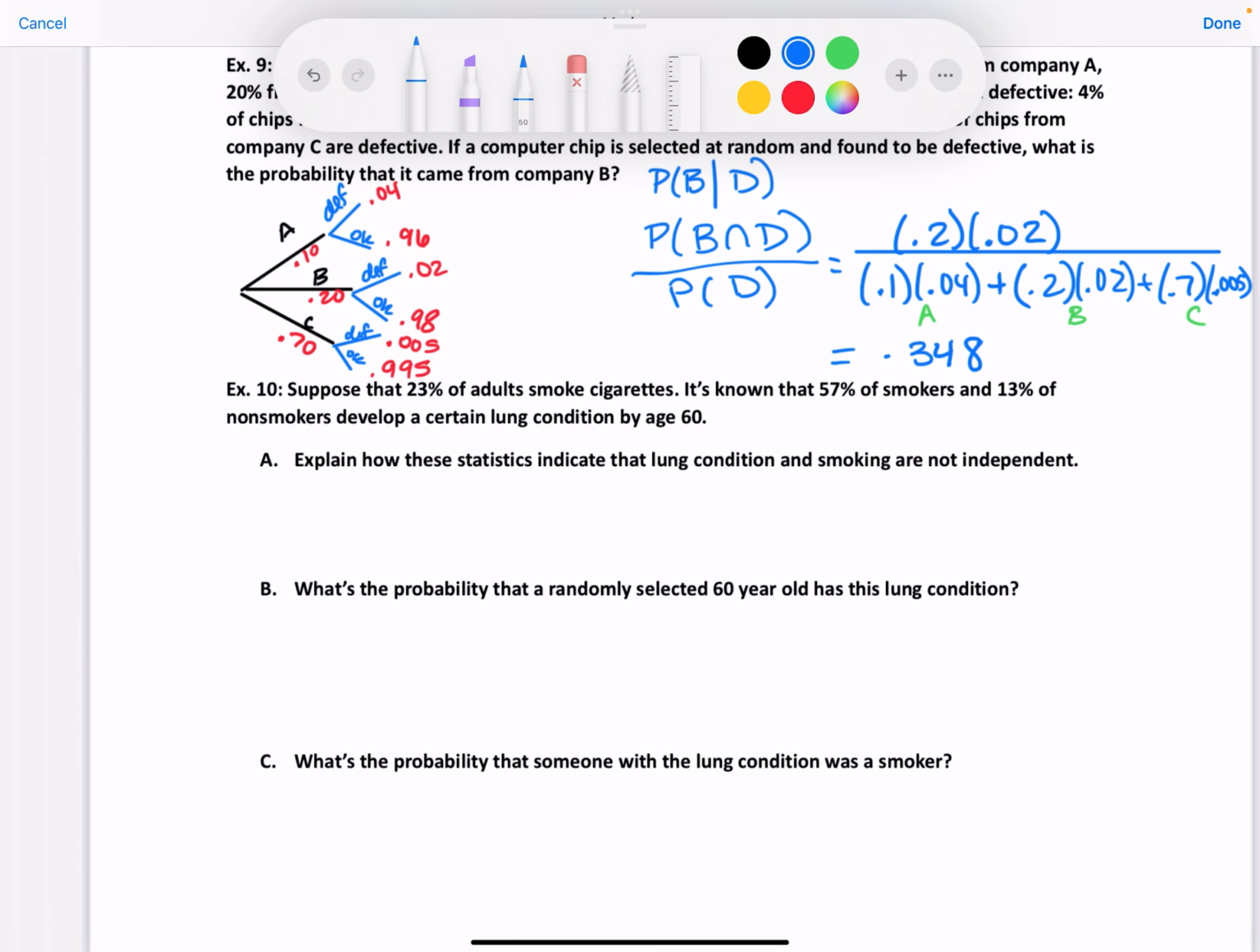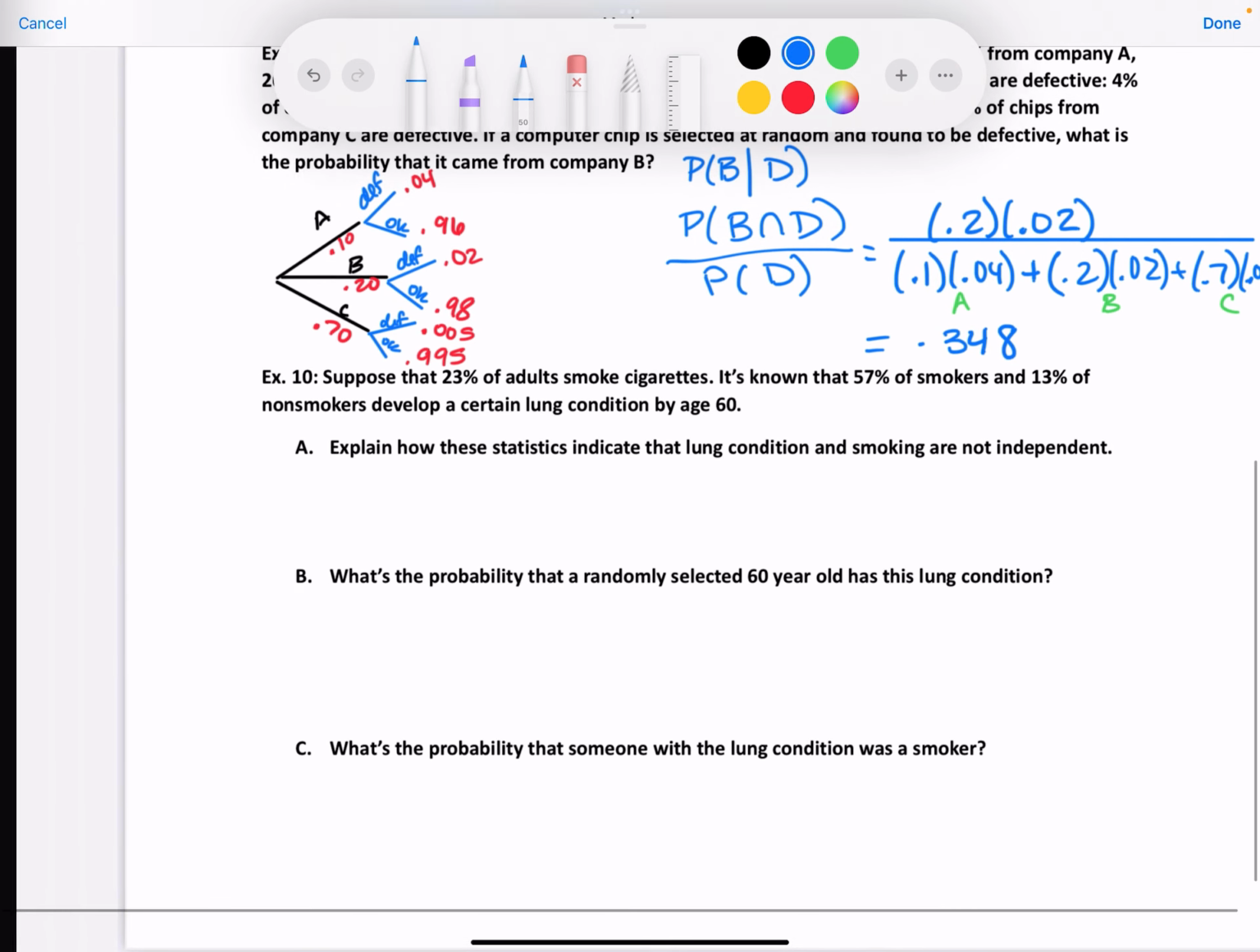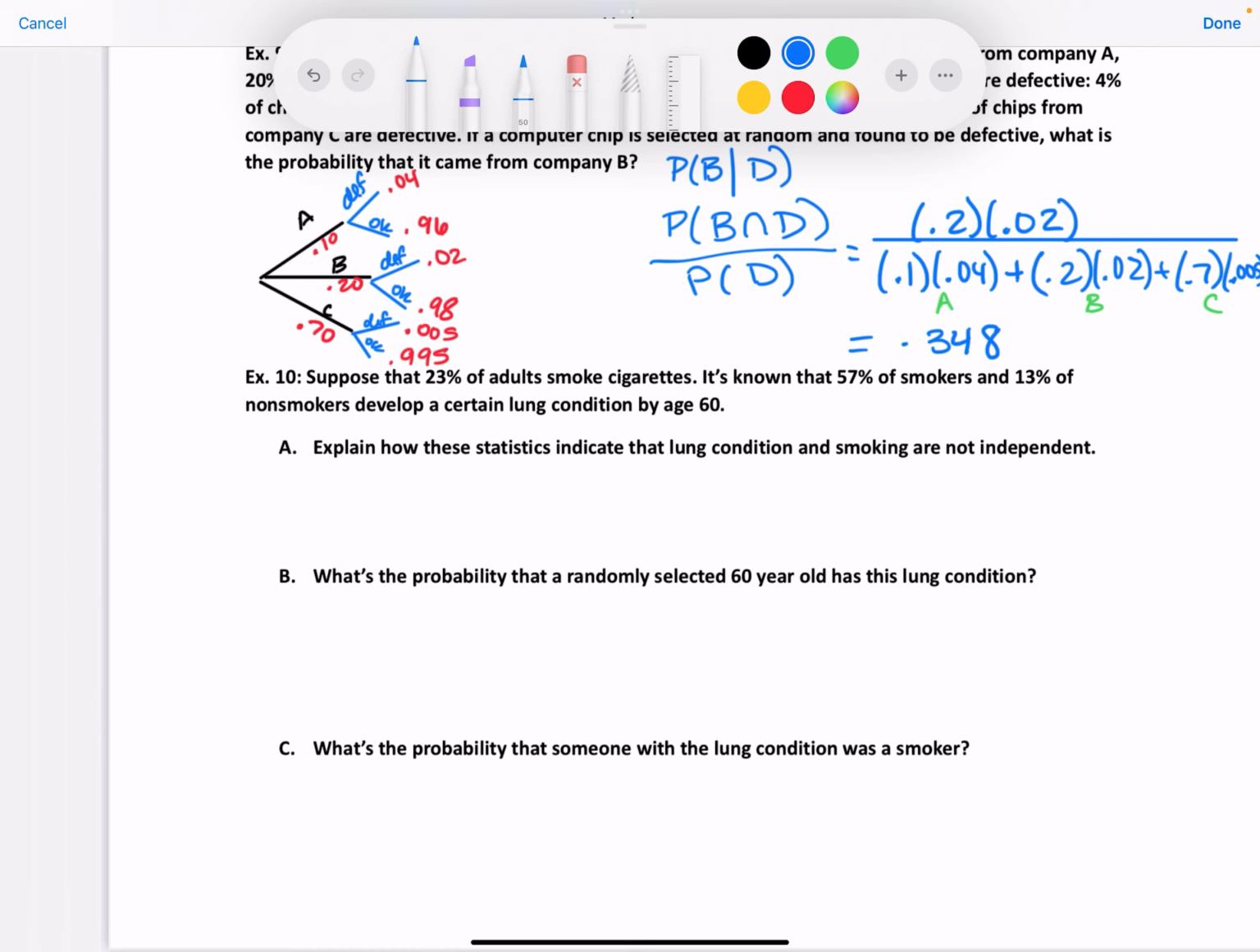Alright, we're gonna have to make a diagram for this one too. I might just start it over here so I have room. Suppose that 23% of adults smoke cigarettes. It's known that 57% of smokers and 13% of non-smokers develop a certain lung condition by age 60. Explain how these statistics indicate that lung condition and smoking are not independent.